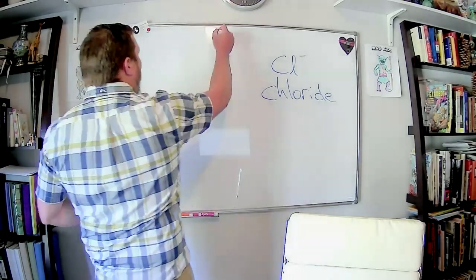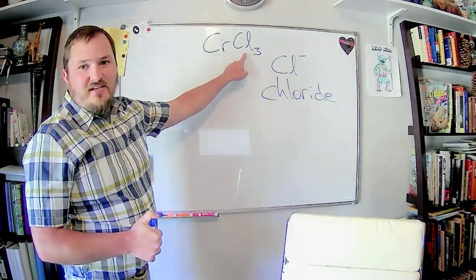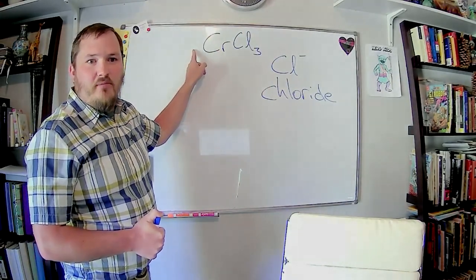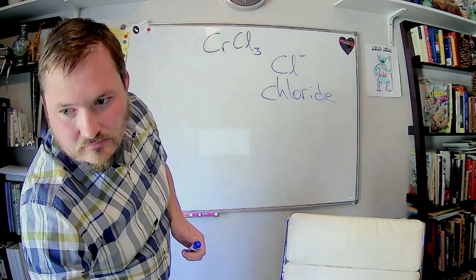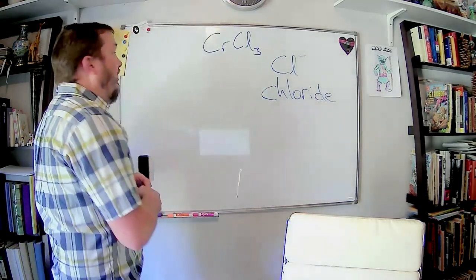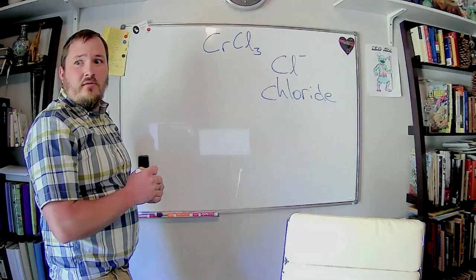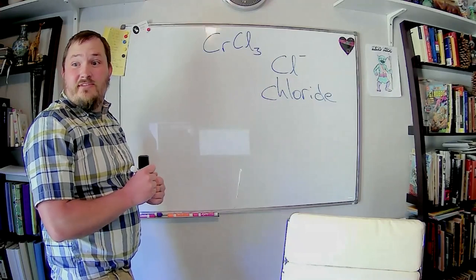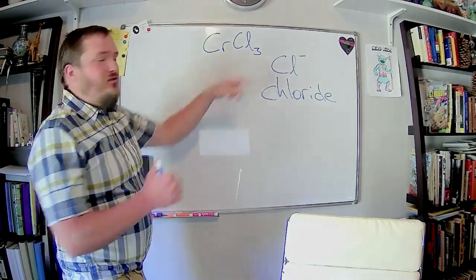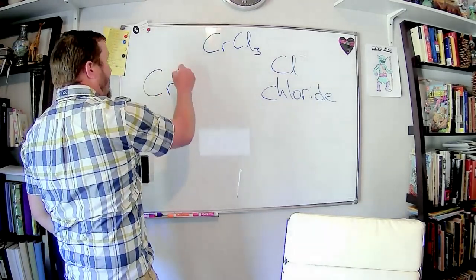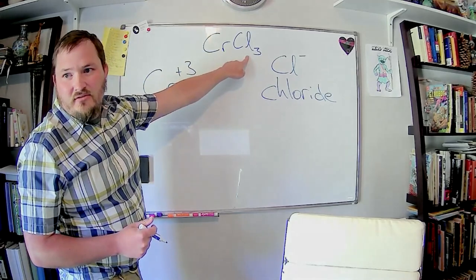So if the overall formula is CrCl3, and each chloride has a negative one charge, what charge has to be on the chromium? Positive, yeah. How about a number? We need them to add up to zero, right? So positive 3. The chlorine is negative 1, and there's 3 of them. So that means that our chromium ion has to be positive 3, because one chromium cancels out 3 chlorides.